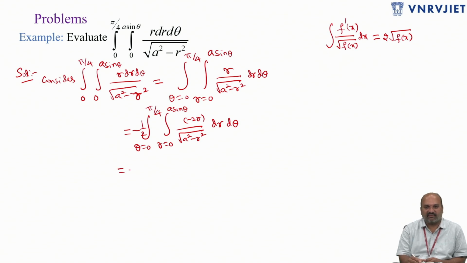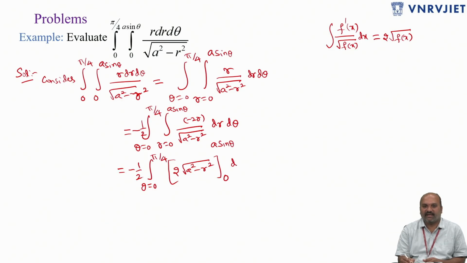So therefore it is equals to minus 1 by 2 integral theta varies from 0 to pi by 4. So what is the formula? f dash x by root f of x is 2 root f of x, that is 2 root a square minus r square. Upper limit is a sine theta, lower limit is 0, into d theta. This is equals to minus 1 by 2. This 2 is constant now, which can be written outside. So 2 integral theta varies from 0 to pi by 4.